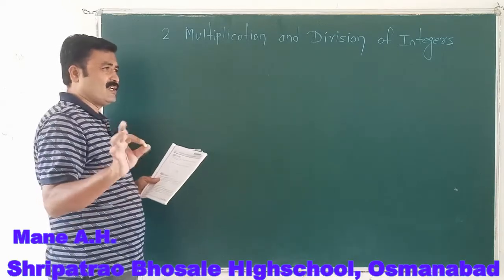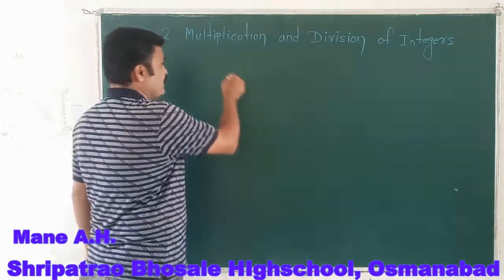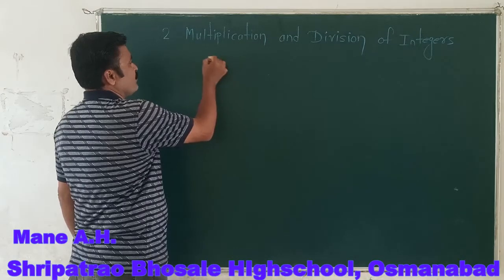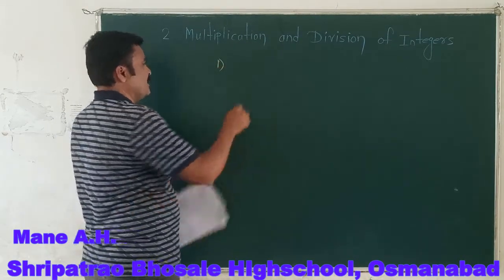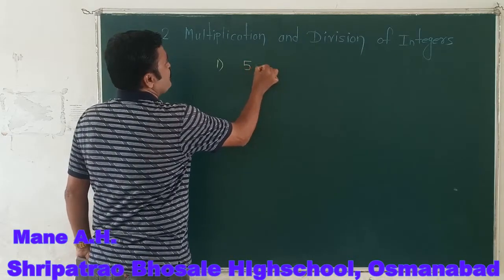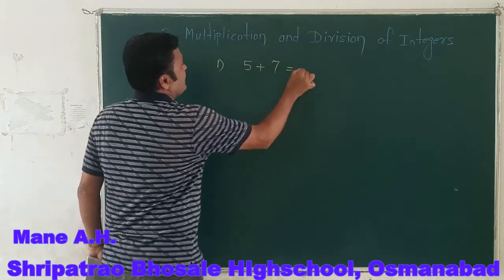So let's observe the green board clearly here. The first example of this question 1 is given in this way, that is, the addition of two simple integers given in this way.